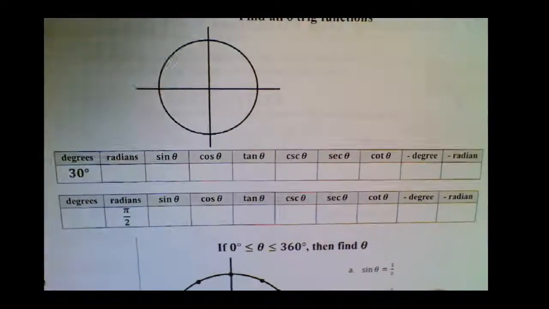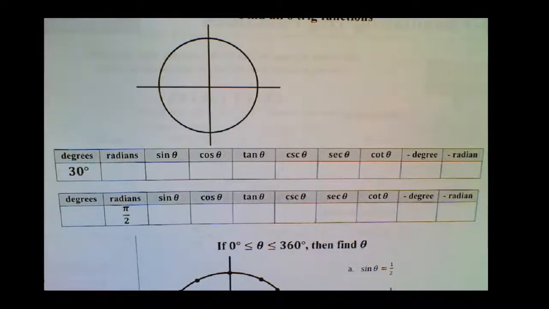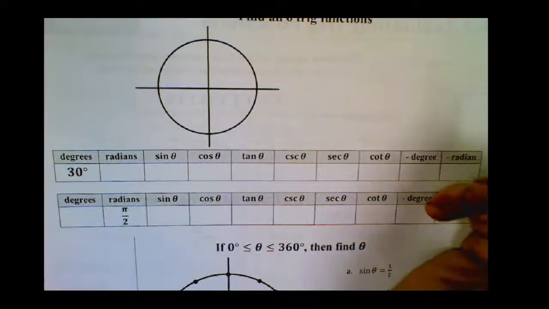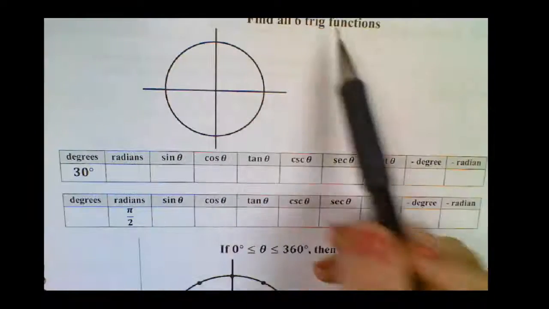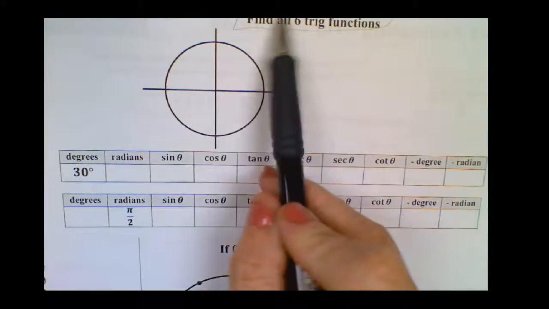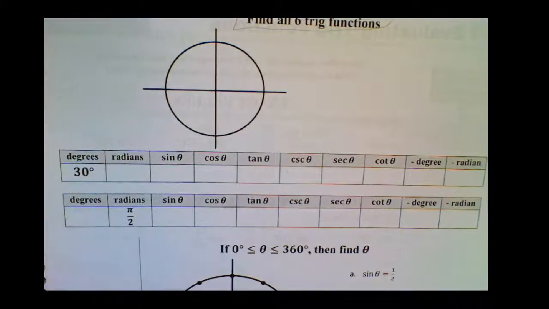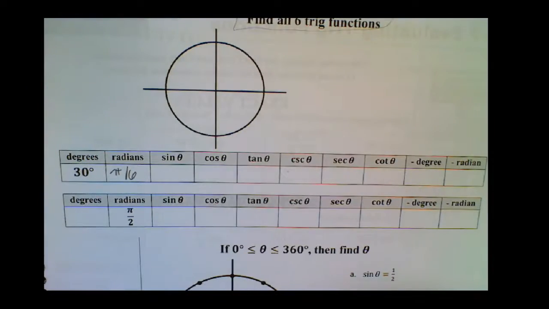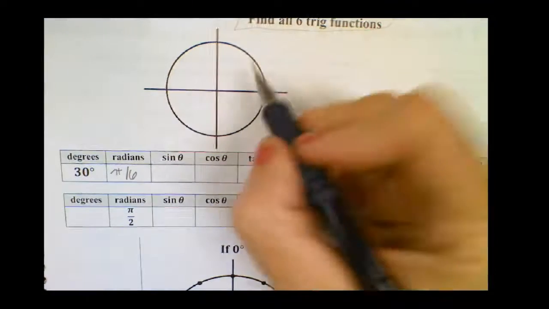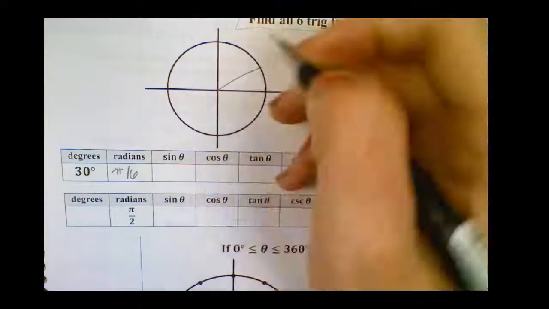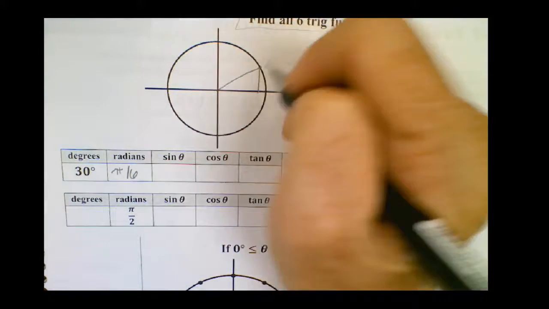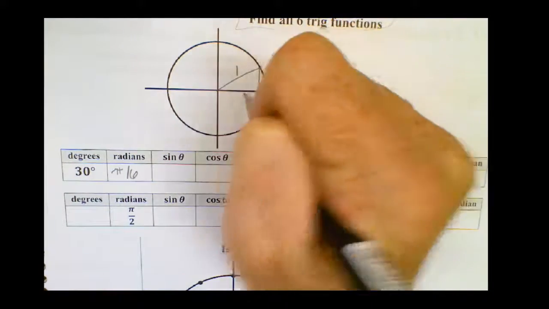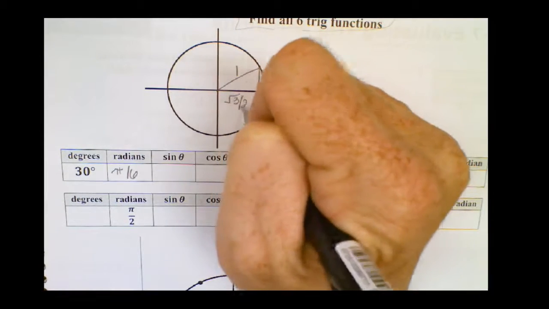Okay, so we are just starting what is going to be the chart that we fill in from the unit circle. So we are going to find all 6 trig functions for 30 degrees. Okay, so in radians, that would be pi over 6. 6 times 30 is 180. And if I'm finding, here's my 30 degrees. Okay, and I know that this is 1, this is 1/2, this is square root of 3 over 2.